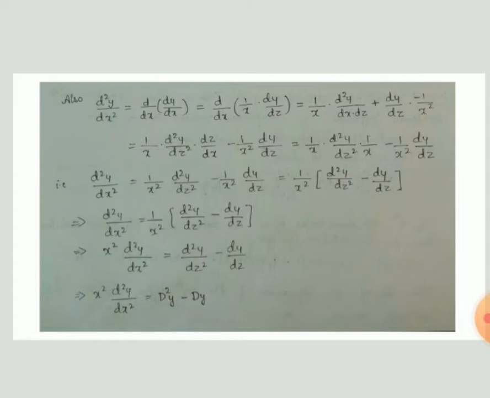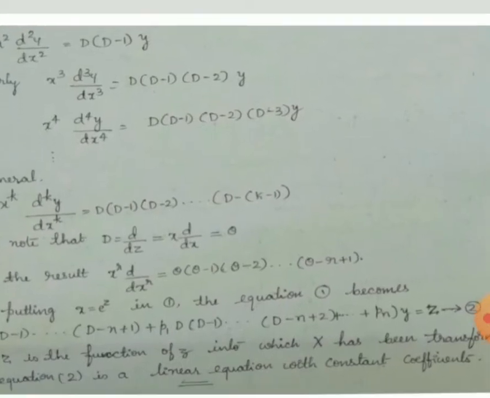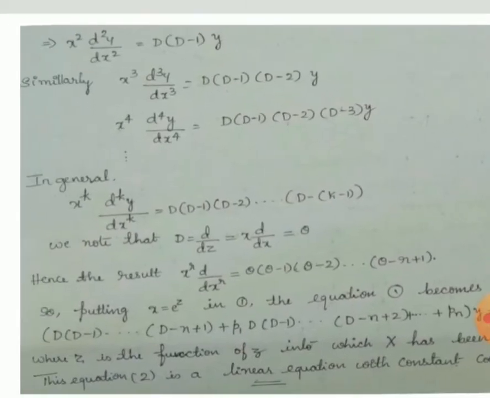Again bring this 1/x² to the left side. So at that time x²·d²y/dx² is equal to d²y/dz² − dy/dz. Otherwise, x²·d²y/dx² can be written as, I will write d²y/dz² as D² y, with capital letter D, minus dy/dz as D y. Again observe that from the RHS we can take capital D outside. So at that time we can write D(D − 1)y.